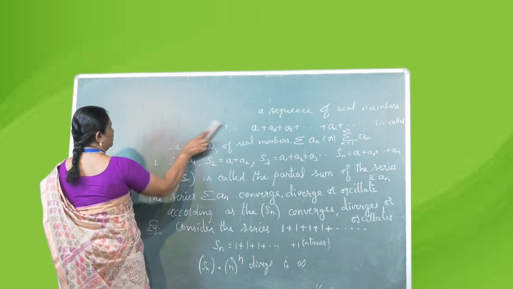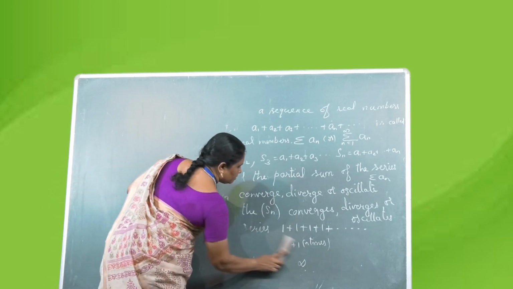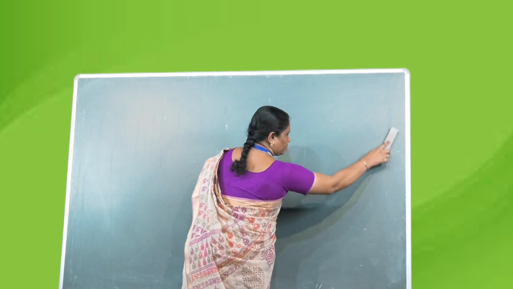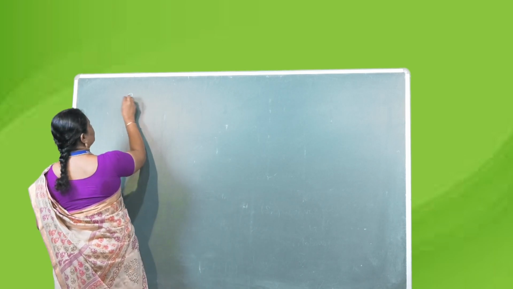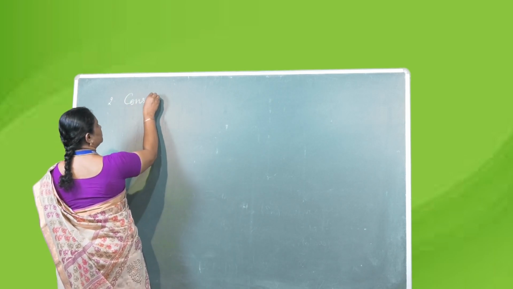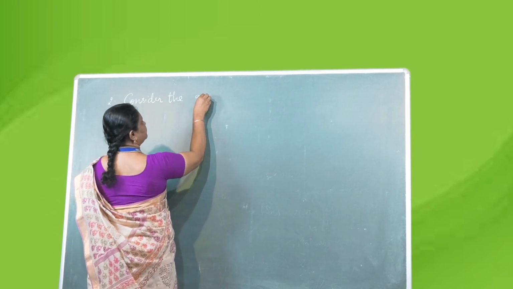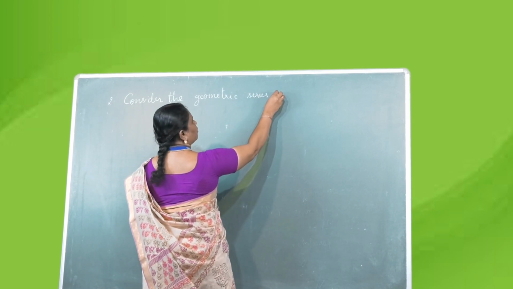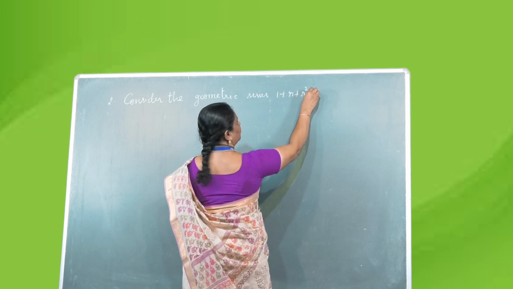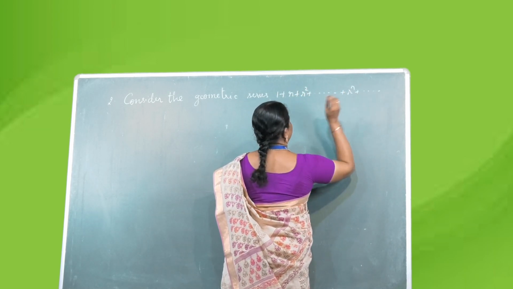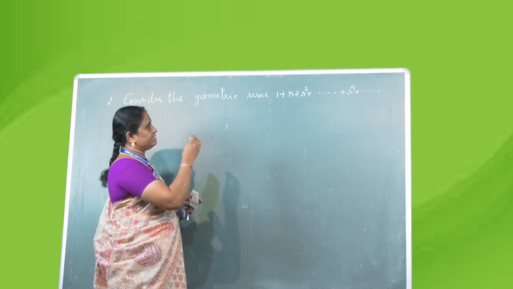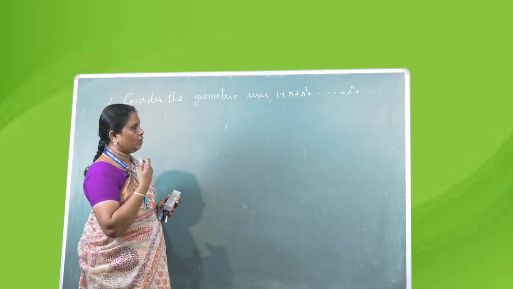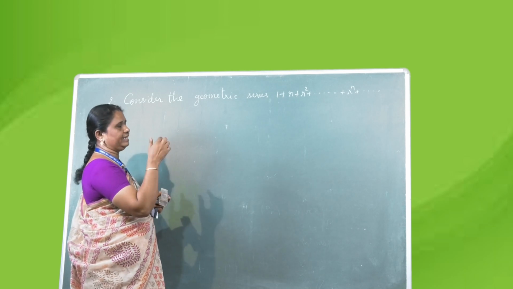Next let us see the behavior of the geometric series 1 plus r plus r square plus etc. r power n plus etc. Example 2: consider the geometric series 1 plus r plus r square plus etc. plus r power n plus etc. Now we are going to discuss the convergence behavior of this geometric series, whether it converges, diverges or oscillates according to how the value of r varies.